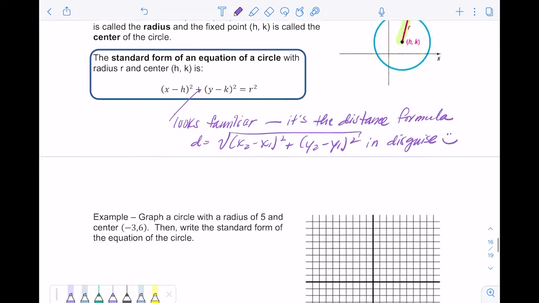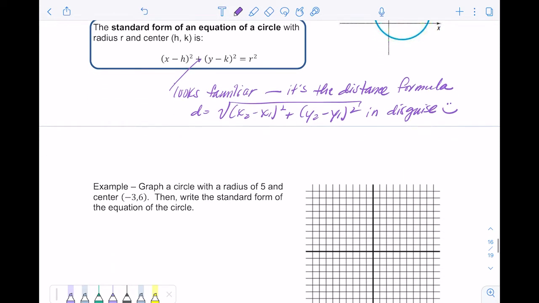So let's say we want to take a circle and we know it has a radius of 5 and the center is at (negative 3, 6). What would that look like? So here's my x and my y axis, and I'm going to graph my center, which is (negative 3, 6). So I'm going to go left 3 and up 6.